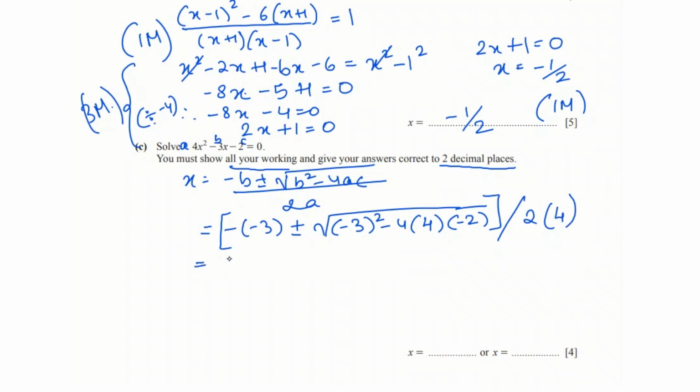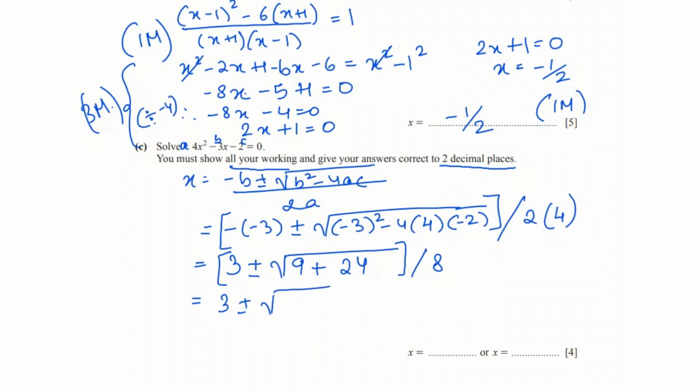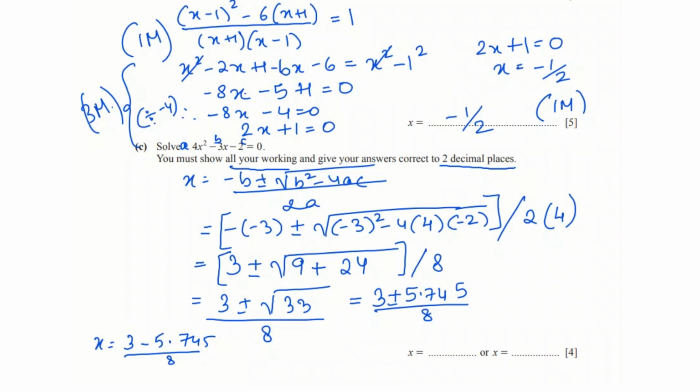Do the calculation. Since we have to show the working, we'll have to show each and every step. So minus into minus is going to become plus 3 plus or minus under root 9, minus into minus plus 4 2s are 8, 8 4s are 32, divided by 8. So finally we get 3 plus or minus under root 41 upon 8. Under root 33 is 5.745. So x could be 3 minus 5.745 upon 8, or plus. Let's calculate.